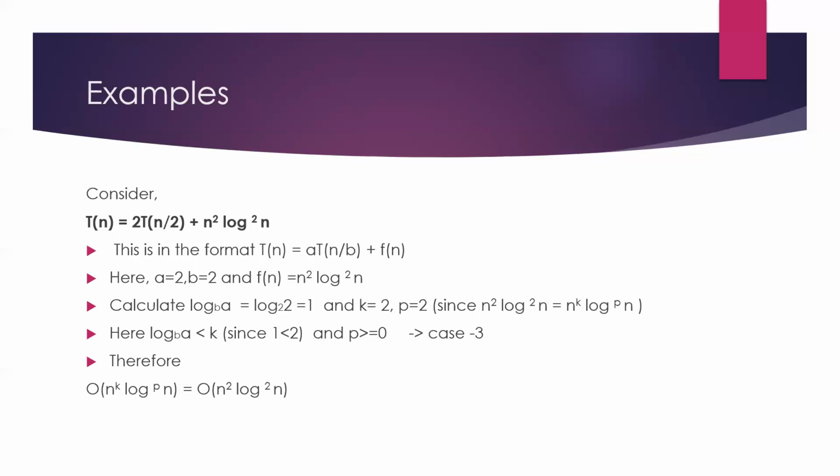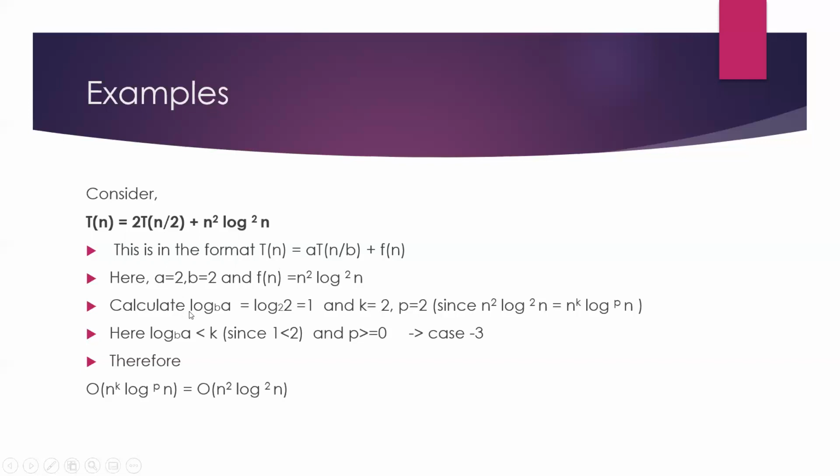So let's look at a few examples of how to solve these functions using the master method. Coming to the first one, here we are taking T(n) = 2 T(n/2) + n^2 log^2 n. So here we can clearly see that this function is in the format of T(n) = a T(n/b) + f(n), where a is equal to 2, b is equal to 2, and f(n) is equal to n^2 log^2 n.